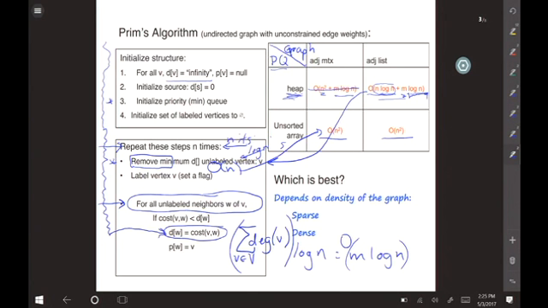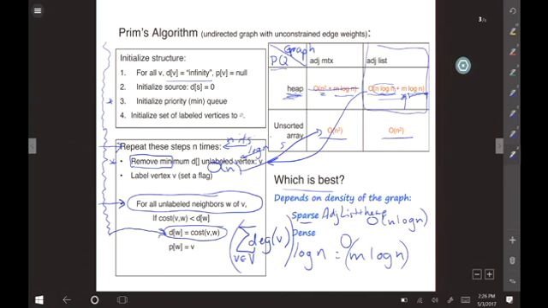Now, one last question. Which is best? The answer depends on the density of the graph. For a sparse graph, what's the best implementation? Yeah, it's this one, because in that case, m is big O of n. And so for a sparse graph, you use an adjacency list and a heap, and you get big O of n log n running time.